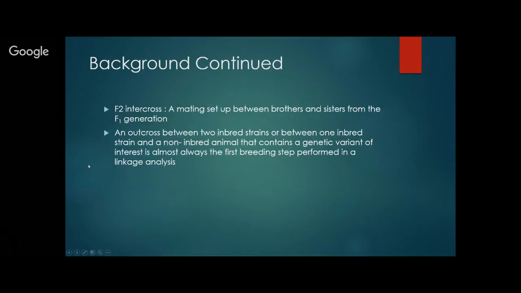So continuing here, an F2 intercross, which was done in this study, is a mating setup between brothers and sisters from the F1 generation. An outcross between two inbred strains, or between one inbred strain and a non-inbred animal that contains a genetic variant of interest, is almost always the first breeding step performed in a linkage analysis, which is true in this case.